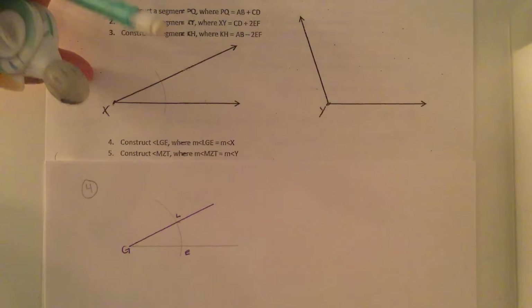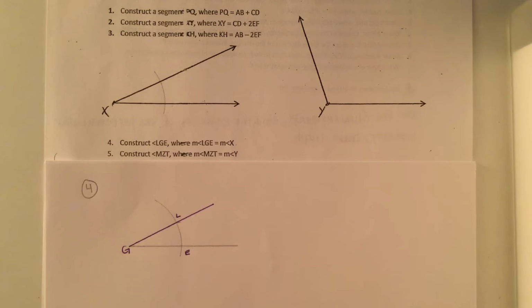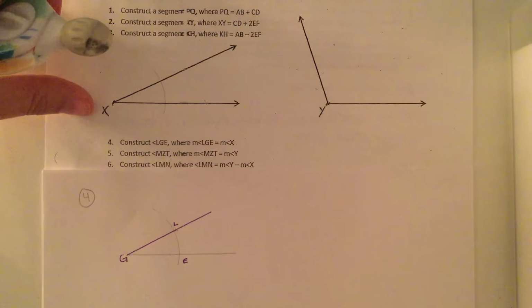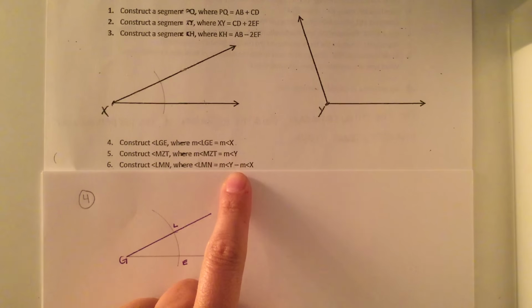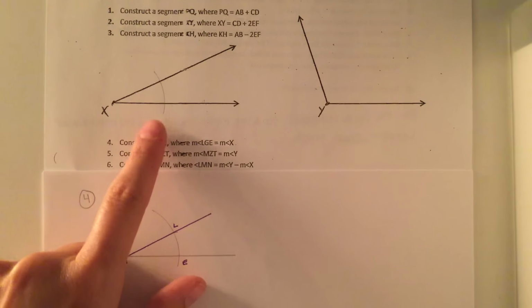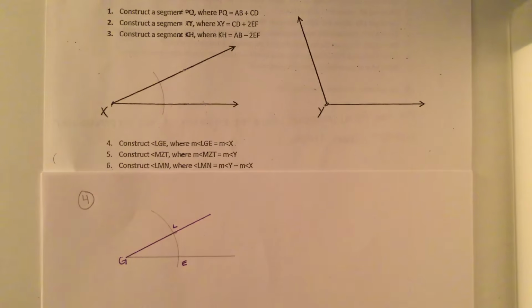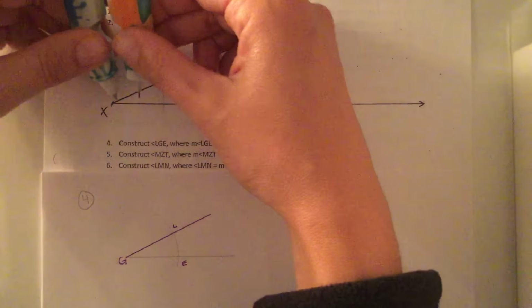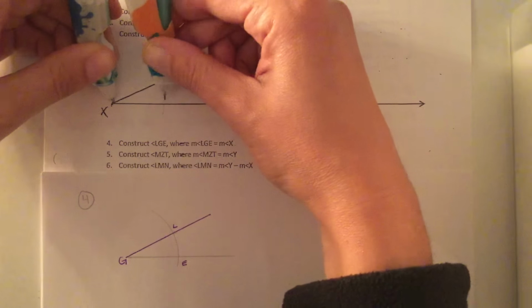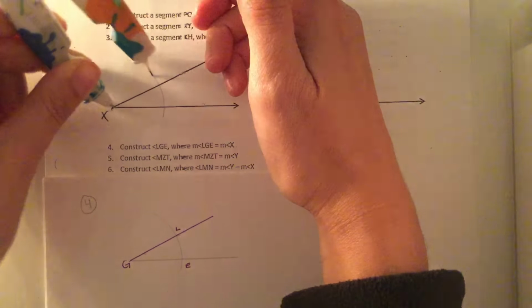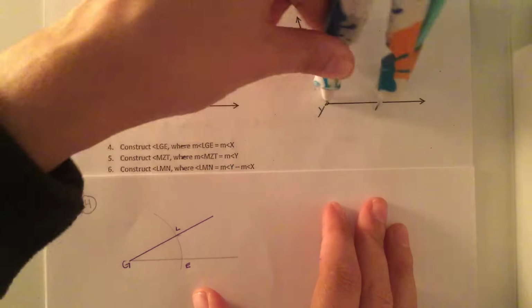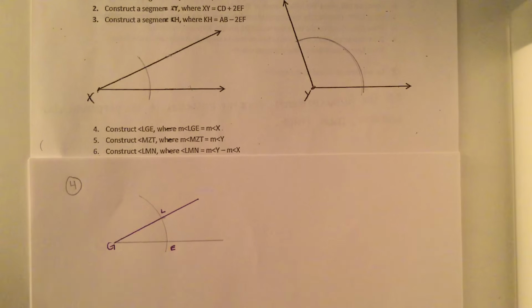All right, for number 5, we want to construct angle MZT, where the measure of angle MZT is equal to the measure of angle Y. If I take a look at number 6, I'm going to end up combining angle Y and Z, so I'm going to make sure that the arc that's on my angle X is going to be the same as the arc that's on my angle Y. So I'm going to go ahead and just measure out that arc. And then I'm going to copy that one onto my angle Y.